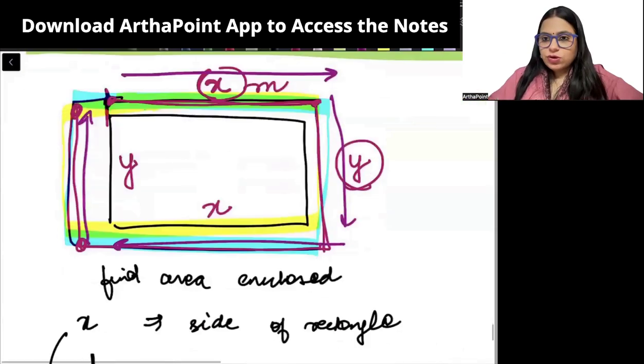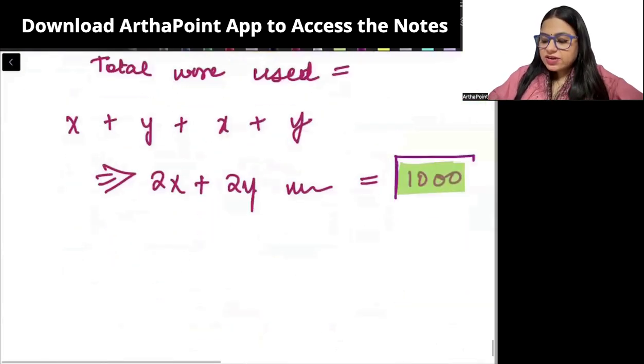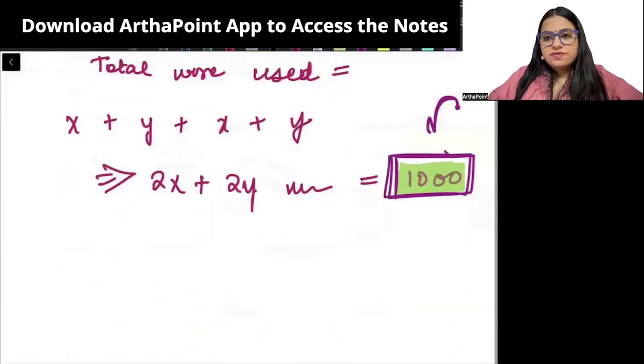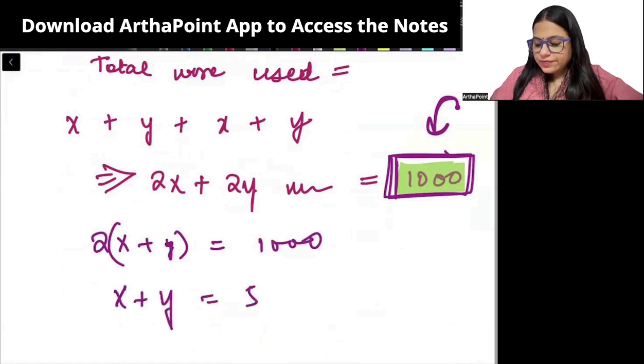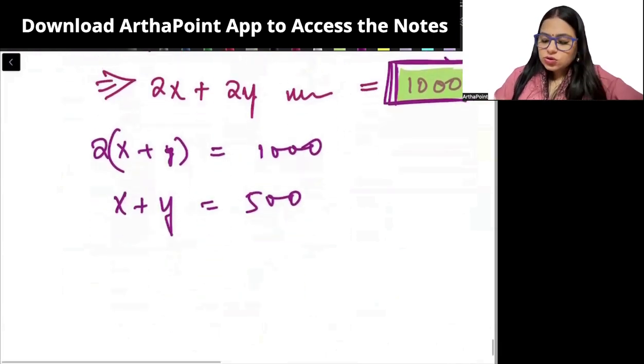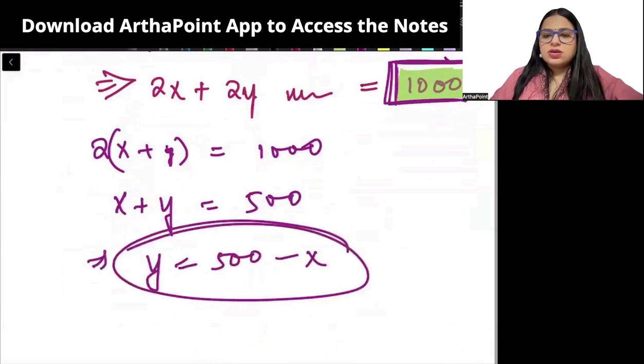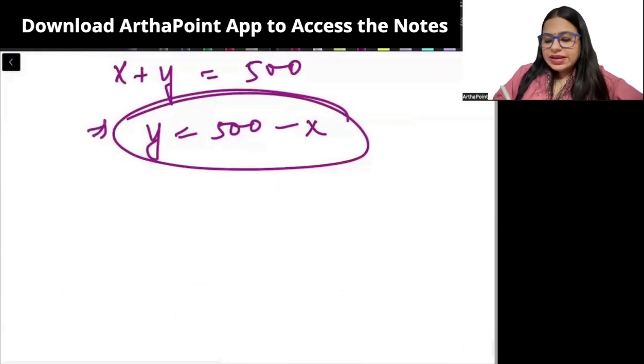पूरा rectangle cover हो गया. Maximum मैं कितना ही cover कर सकती हूँ? 1000. This is the amount of wire I have. तो 2x plus 2y is equal to 1000. x plus y is equal to 500. तो यहां से मेरे पास आ जाएगा y is equal to 500 minus x. क्लियर? ठीक है. अब हम area पे आते हैं.